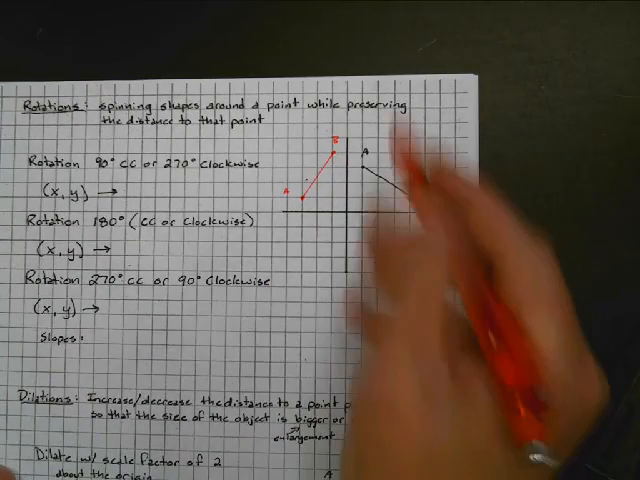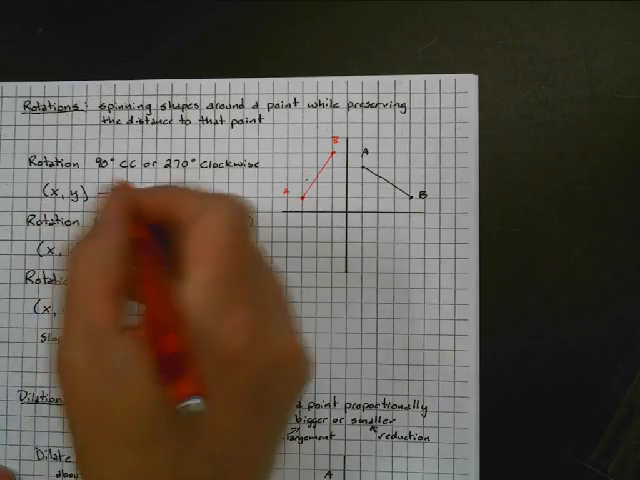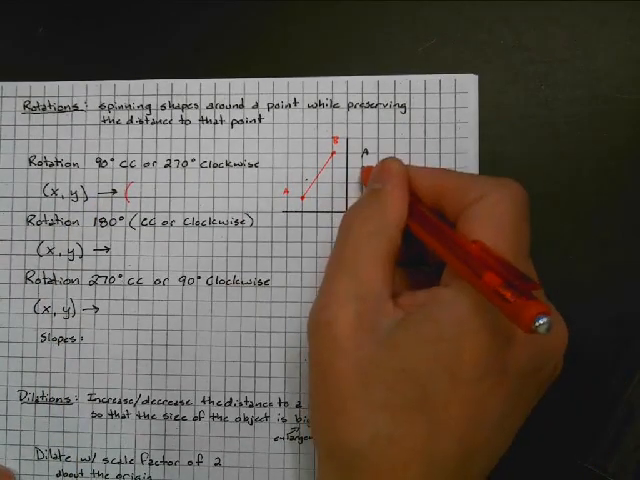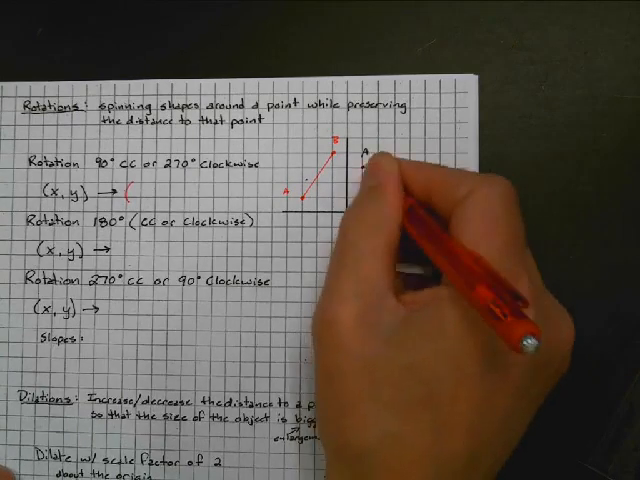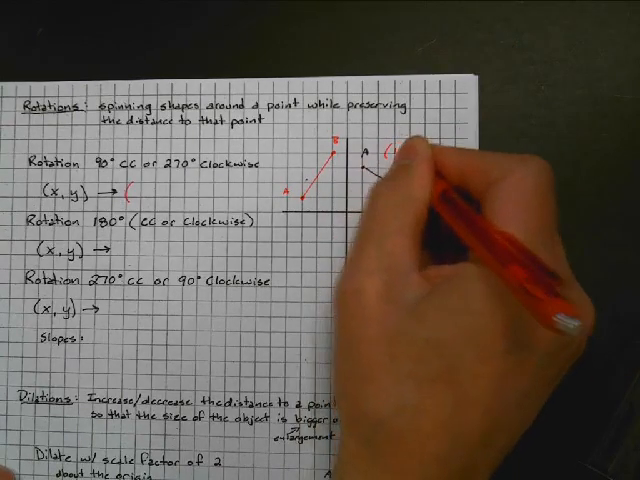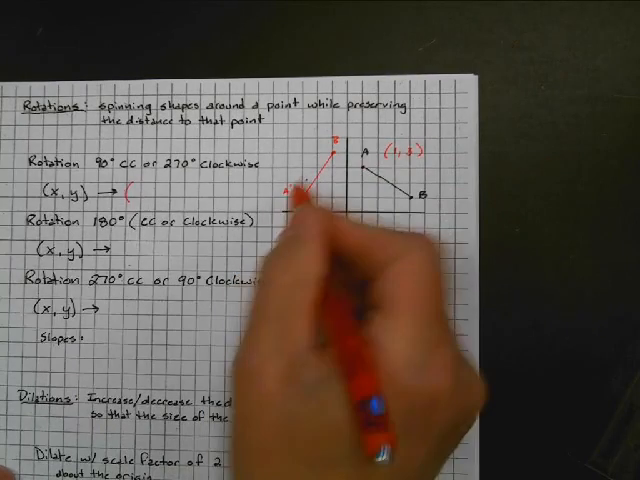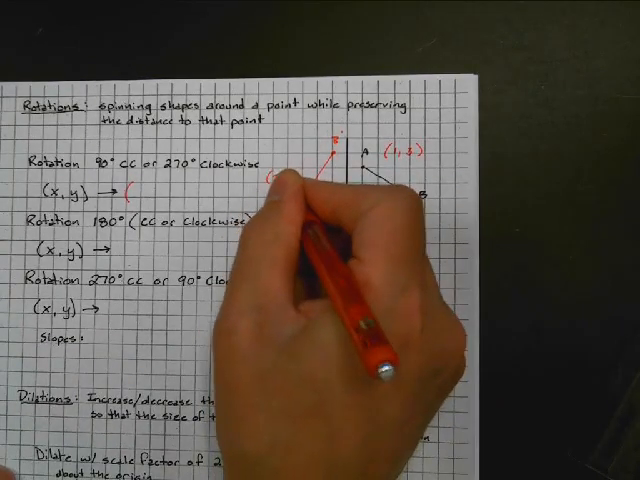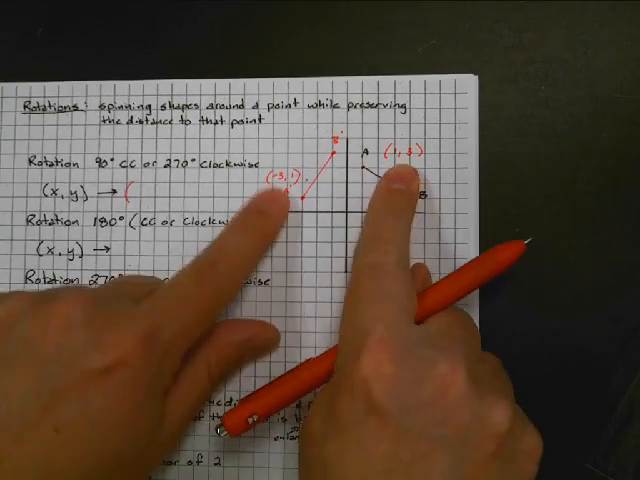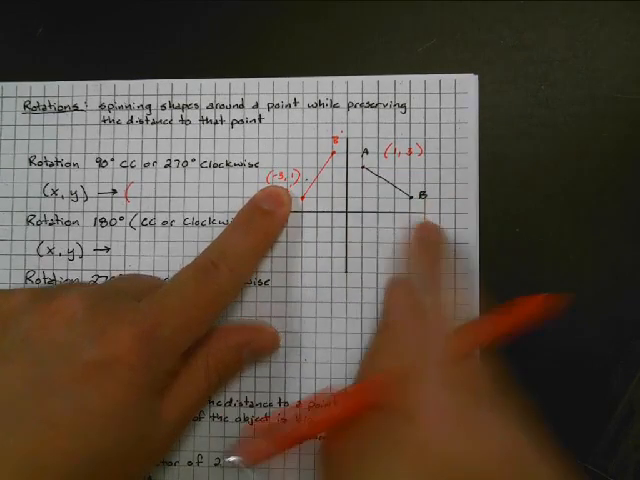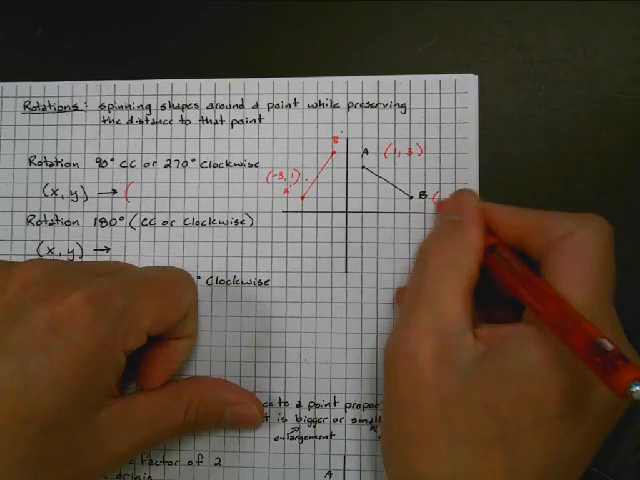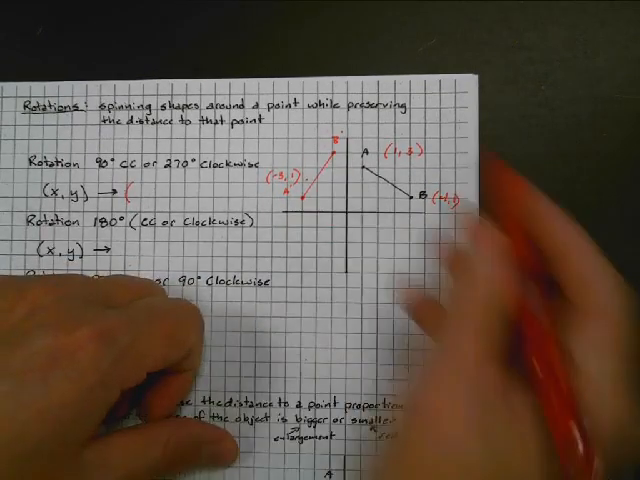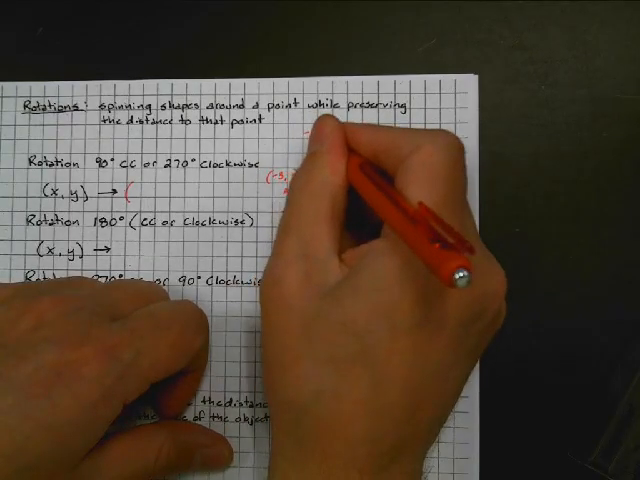Now let's look at some of the tricks for doing this. First of all, let's look at the points first. Let's look at this point right here. This point right there is 1, 3. Now let's look at A prime over here. A prime is at negative 3, 1. Look what happened. Let's look at B. B's at 4, 1. Oops. B prime is now at negative 1, 4.